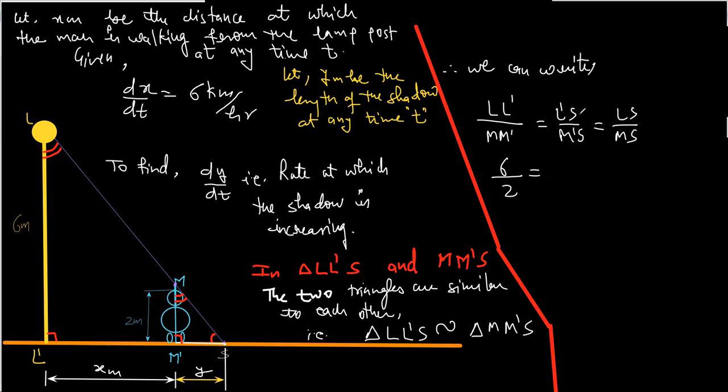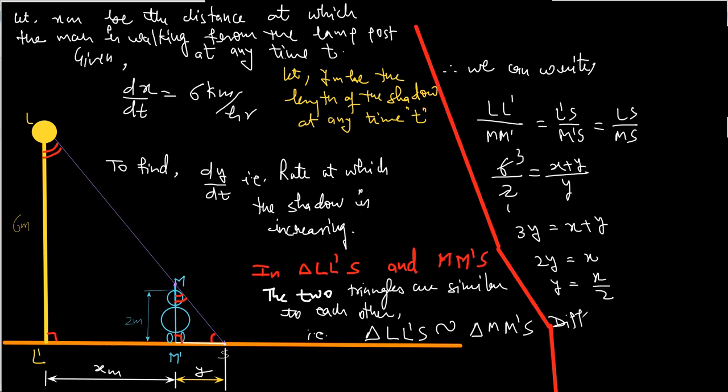What is L dash S? L dash S is X plus Y. You see this? L dash S, that is from here to here. This is X plus Y. Try to understand. How much is this? X plus Y. And upon M dash S is Y. So here you got 1, this is 3, cross multiply. So 3y equals to X plus Y. So you got 2y equals to X. So y equals to X by 2.